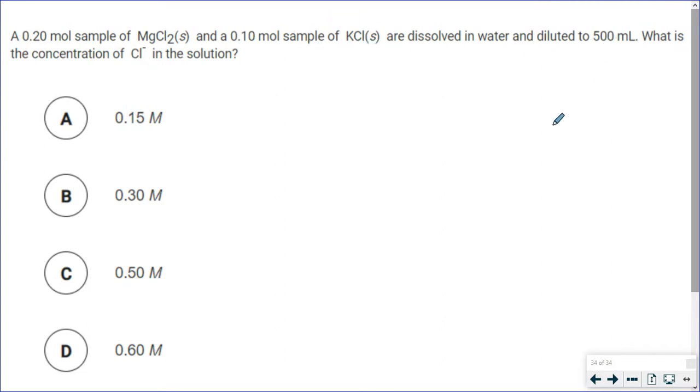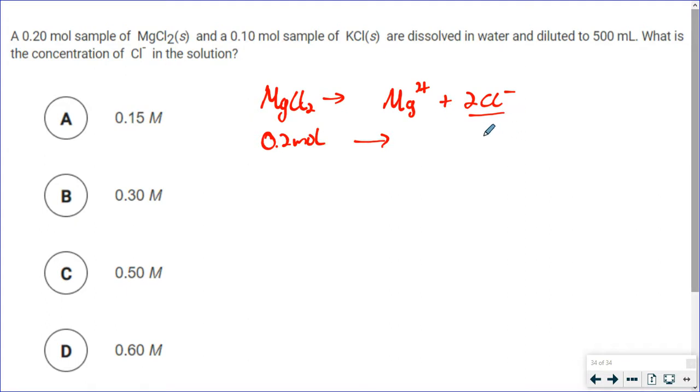A 0.2 mole sample of magnesium chloride and a 0.1 mole sample of calcium chloride are dissolved in water and diluted to 500 milliliters. What's the concentration? We want to know how many moles of chlorine are produced. So magnesium chloride would separate out into 1 magnesium and 2 chlorines. And you want to know how many moles of this are produced. Well, if we have 0.2 moles of this, we're going to produce twice as much, a 2-to-1 ratio, at 0.4 moles.